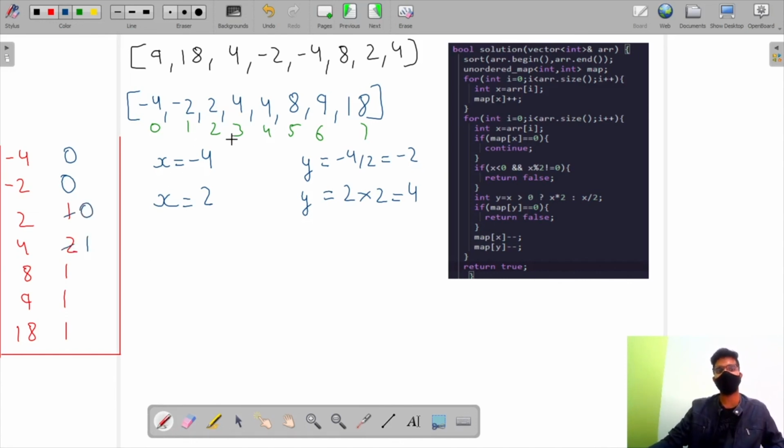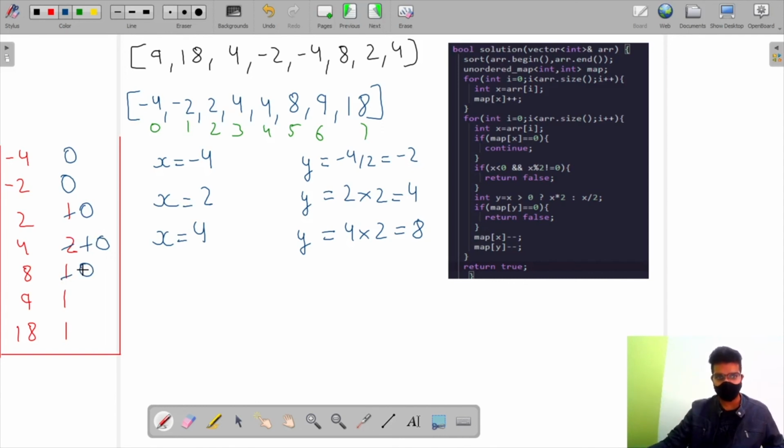Perfect. Then we move to the third index and we see that 4. We got 4. We see that the frequency of 4 is not 0 in our map. It is 1. So we can use it. So x is equal to 4. And x is not a negative value. Perfect. And we are going to calculate y. It's a positive value, so y will be 4 into 2. That is 8. Then we check the frequency of y, that is our 8. Is it 0? No, it is not 0. That means y is present in our map. So we are going to use it. We are going to pair them up. So we are going to simply reduce its frequency. It is going to be 0 here and here it is going to be 0 again.